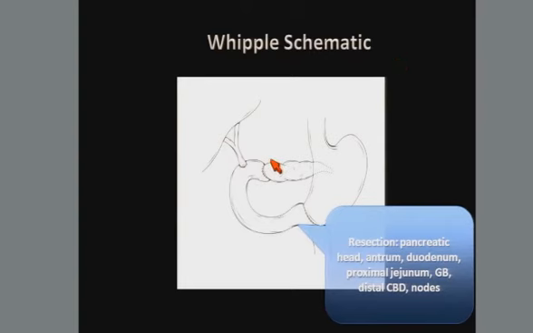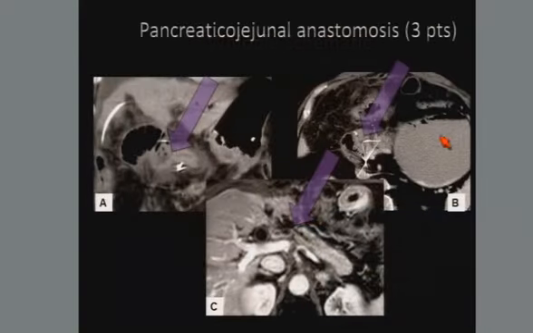With this procedure, the pancreatic head and the tumor in its entirety, hopefully, is resected, but also resected is the duodenum, the gastric antrum, the pylorus, the proximal jejunum, the distal common bile duct, sometimes almost the entirety of the common bile duct. Gallbladder is resected, and lymph nodes will be sampled.